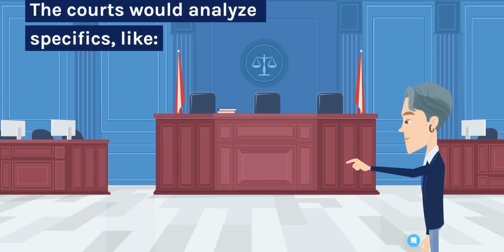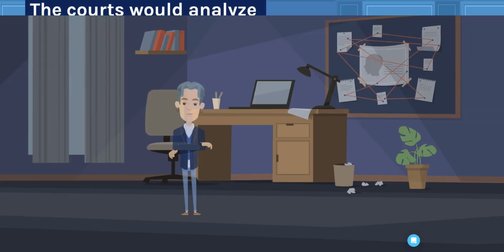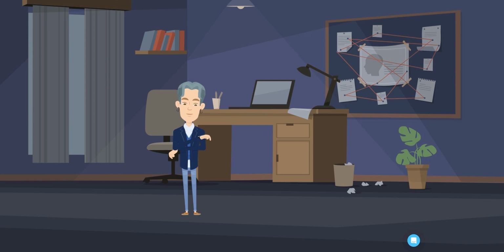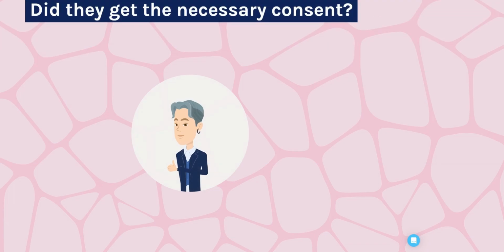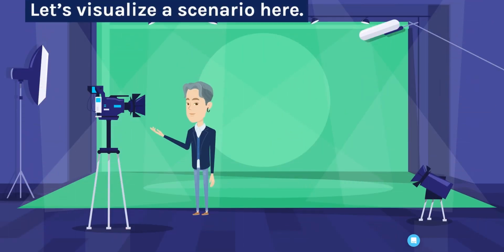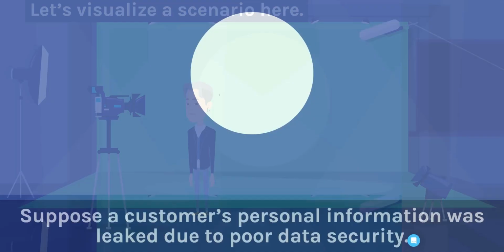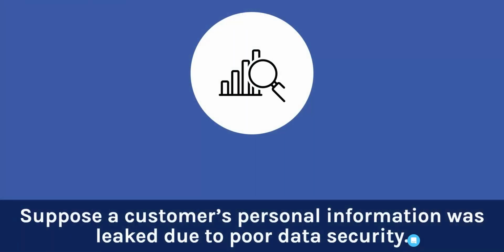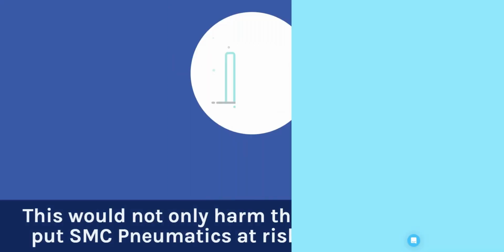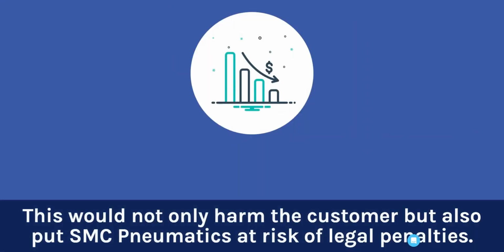The courts would analyze specifics, like: did SMC Pneumatics inform customers about the data usage? Did they get the necessary consent? Let's visualize a scenario here. Suppose a customer's personal information was leaked due to poor data security. This would not only harm the customer but also put SMC Pneumatics at risk of legal penalties.